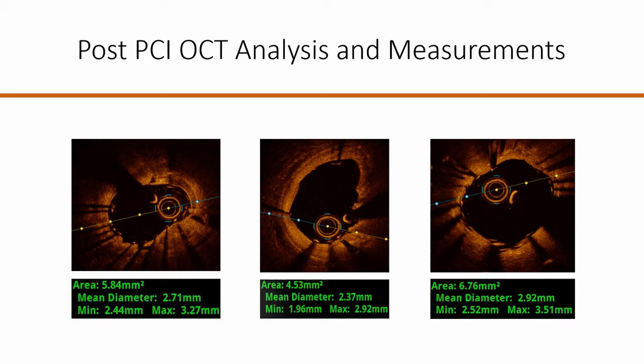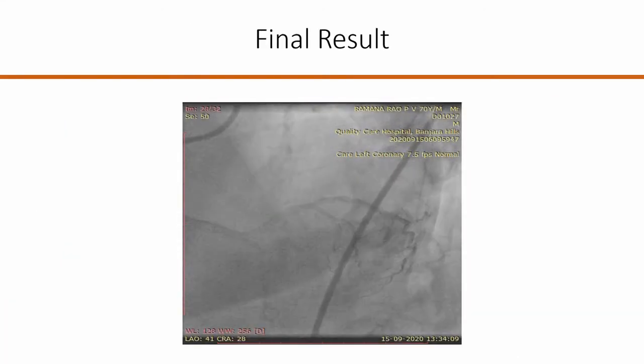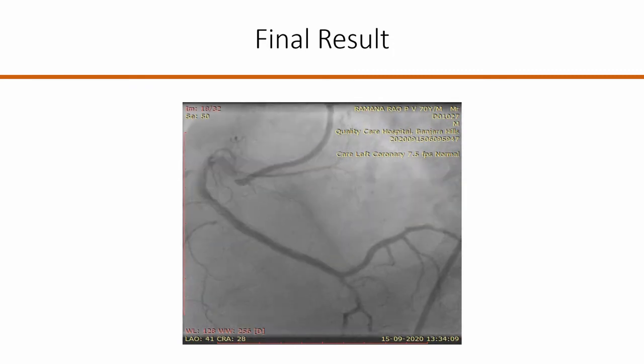Distally, the gain was 2.3 to 3.2 millimeters with a vessel area of 5.8 square millimeters, and proximally the area gained from 4.1 to 6.7 square millimeters with a vessel diameter gain of 3 to 3.5 millimeters. These are the post-PCI minimal luminal areas compared to the pre-PCI minimal luminal area, indicating a significant luminal gain, and at the lesion site the stent expansion is also good, with a circular shape from the oval shape of the minimal luminal area. This is the final result showing good expansion of the stent with TIMI 3 flow.